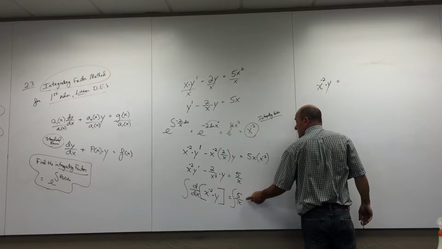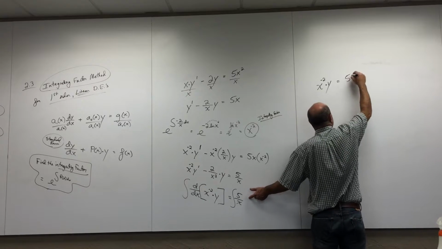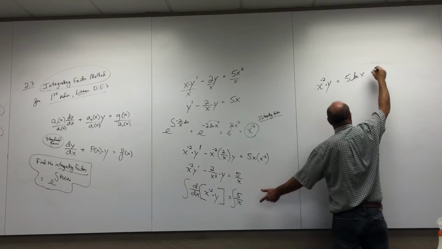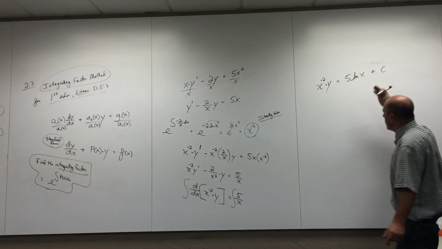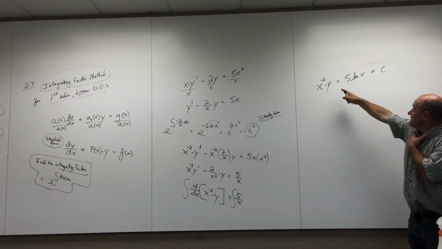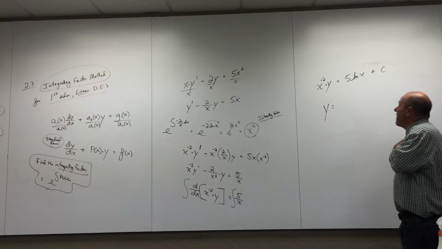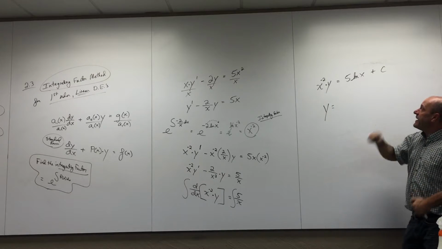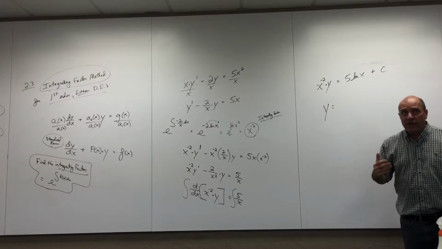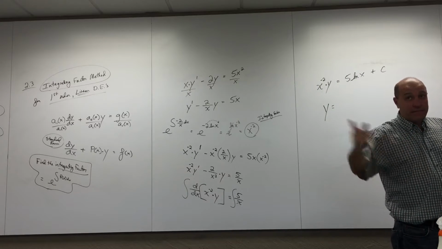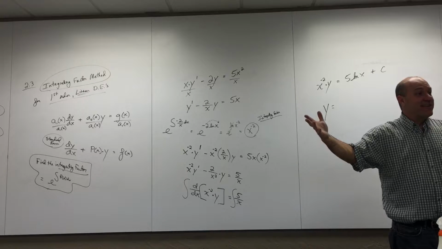The integral of this other side. That's easy. What is that? 5 ln x plus c. That plus c is very important right here. And look, you're one step from finding y. How do I get y? Somebody might say divide by x to the negative 2. But another way of saying that is multiply by x squared. Yeah, thank you.